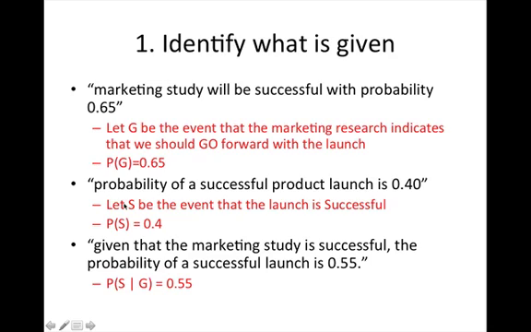Now let's read on. The chance of a successful launch is 0.4. Well, there's an event here as well. That event, let's call S, is that we have a successful launch. Probability of a successful launch is 0.4. Now let's look at the last part. Given that the marketing study is successful, that word given is really important. As soon as you see the word given, you know that you have a conditional probability. So we're given success, so therefore, that's the go for it, G. The probability of a successful launch is now 0.55, and we can write that as probability of S given G is 0.55.